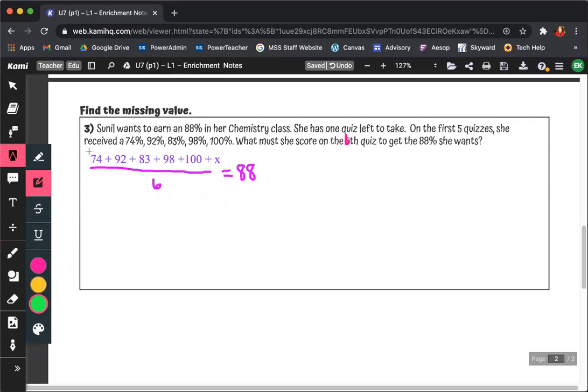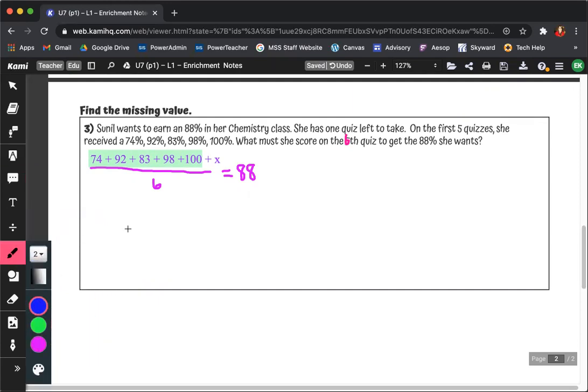Just like I did on the last one, I'm going to simplify first by combining these numbers. So I'm going to plug that in on my calculator. 74 plus 92 plus 83 plus 98 plus 100 equals 447. So 447 plus x, over 6, equals 88. Now that's just a little bit simpler to look at. We are going to solve this equation.